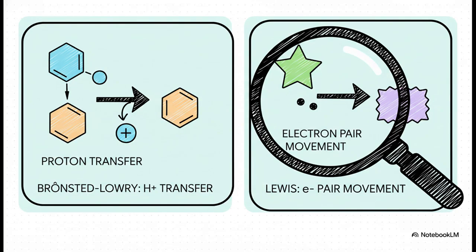So the bottom line is, Bronsted-Lowry is all about swapping protons. Now, it's good to know there's an even bigger theory out there, the Lewis theory, that looks at electron pairs instead. It's a wider lens for sure. But for our mission today, this simple idea of proton swapping, it's everything we need.